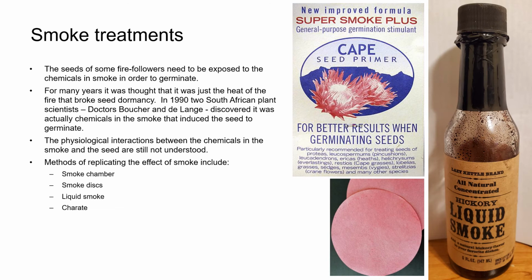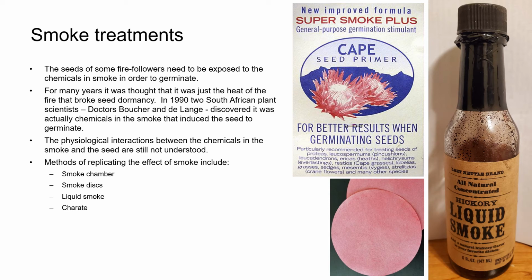The seeds of some fire followers need to be exposed to the chemicals in smoke in order to germinate. For many years, it was thought that it was just the heat of the fire that broke seed dormancy in plants that are fire followers. But in 1990, two South African plant scientists, Drs. Boucher and Delange, discovered it was actually chemicals in the smoke that induce seed to germinate.